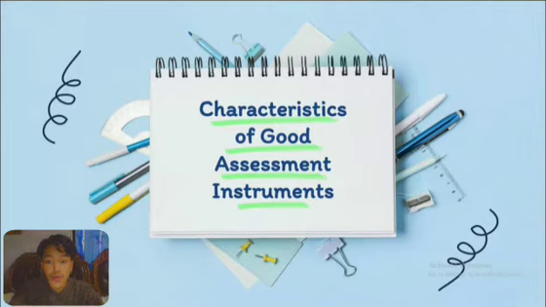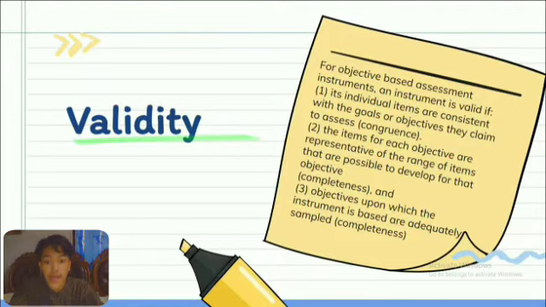Good criterion reference assessment instruments have several necessary qualities. There is validity, reliability, and practicality. Validity. An assessment instrument is valid if it actually assesses or measures what it claims to assess or measure.